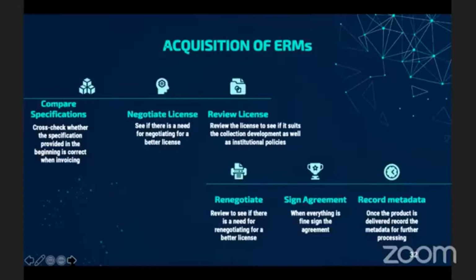Now, with all prerequisites for acquiring an electronic resource completed, the acquisition process can be initiated by comparing the specifications and cross-checking them. If there is a need to negotiate, do it once again. Review the license once again, because you would have done a lot of consultation. Renegotiate, sign the agreement, and finally, once the product is delivered, record the metadata for further processing.